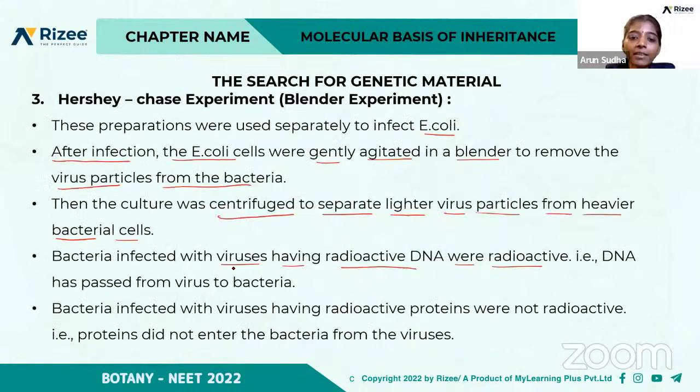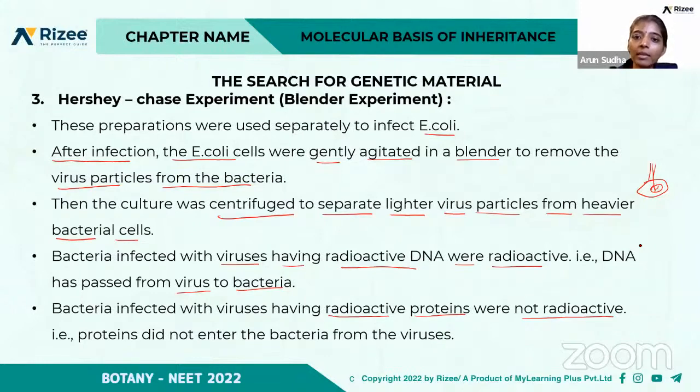So bacteria infected with viruses having radioactive DNA are radioactive. So here the bacterial cell itself is radioactive because the DNA has passed from virus to bacteria. So it entered from the virus into the bacterial cell. Okay. But the bacteria which were infected with viruses having radioactive proteins were not radioactive. So these bacteria were not radioactive because the proteins were present only outside and they did not enter into the bacteria. Okay. So are you clear with this?